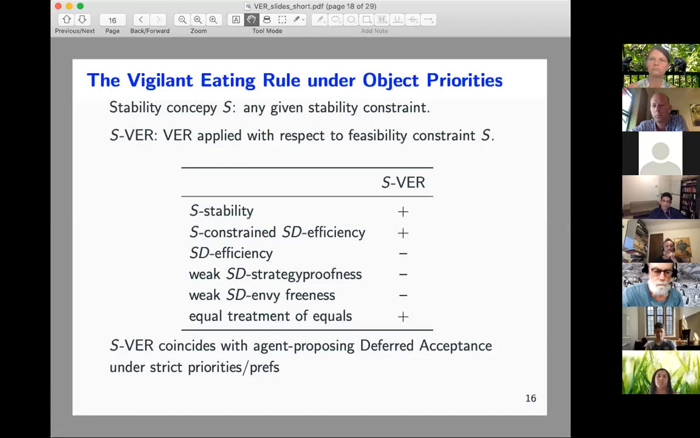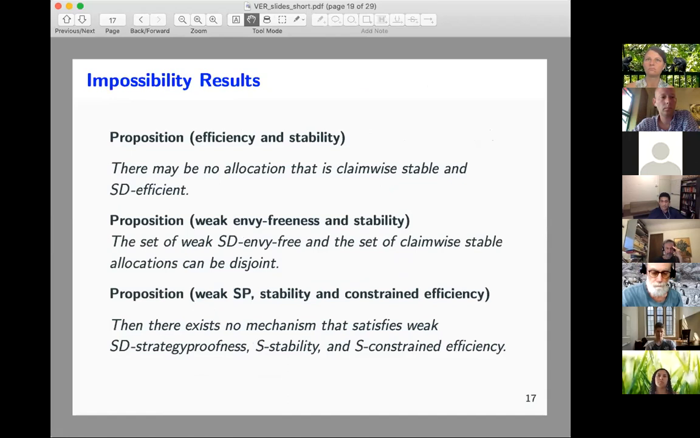However, these negative results are not a drawback of SVER, because we show that as long as any mechanism satisfies these three properties satisfied by SVER, then it cannot satisfy these additional properties which are violated. And this is done in the form of three impossibility results.